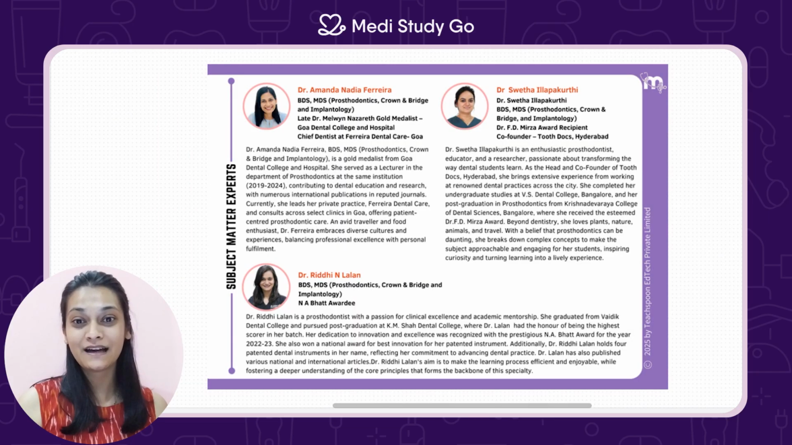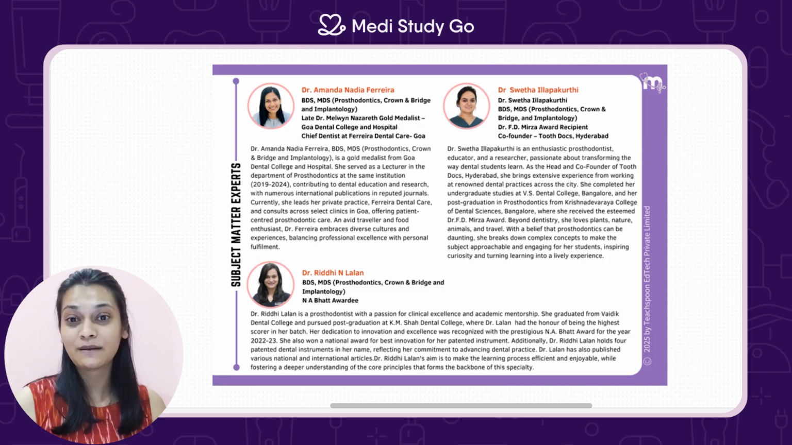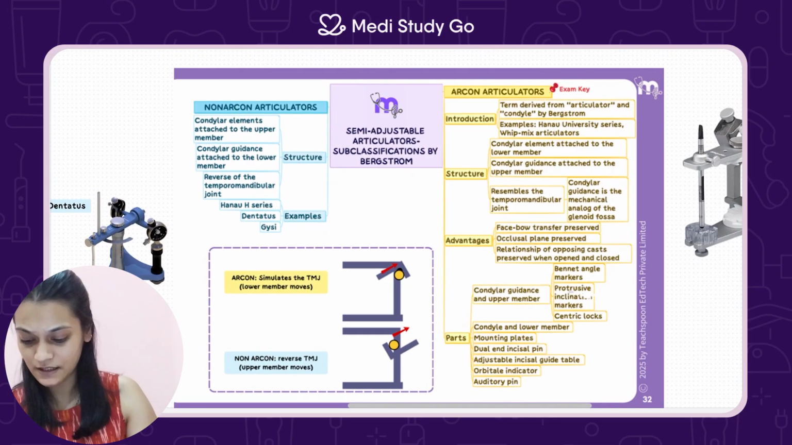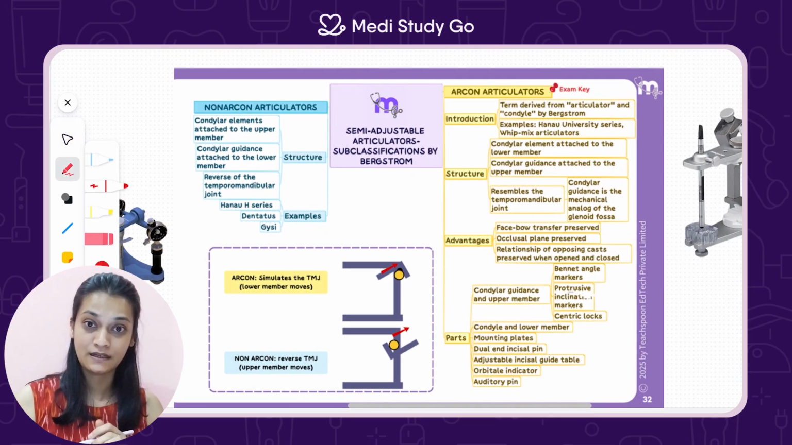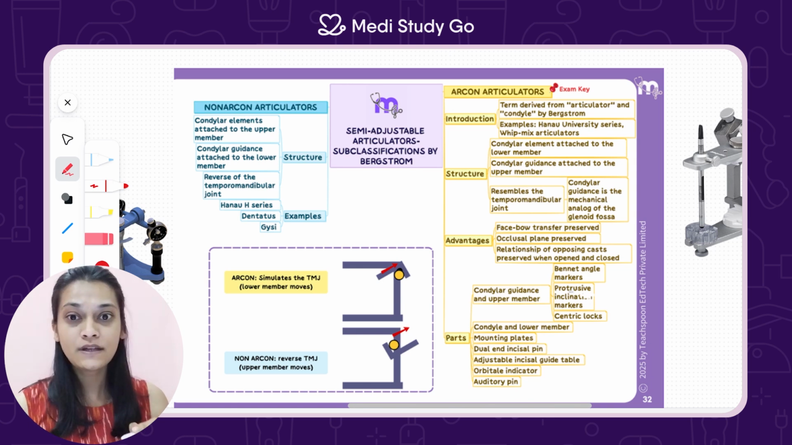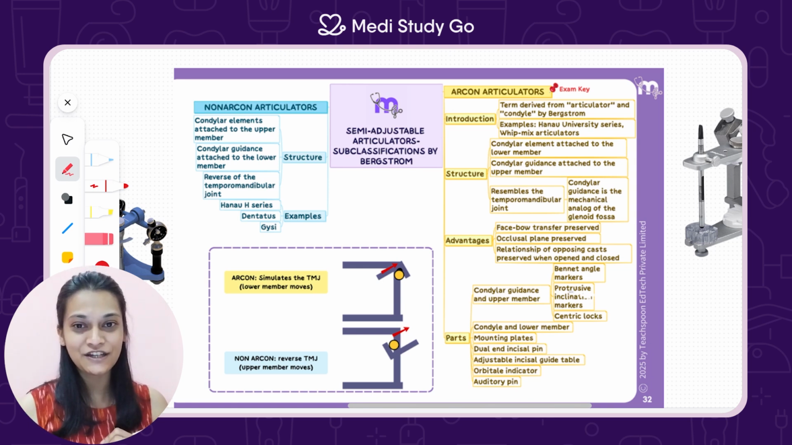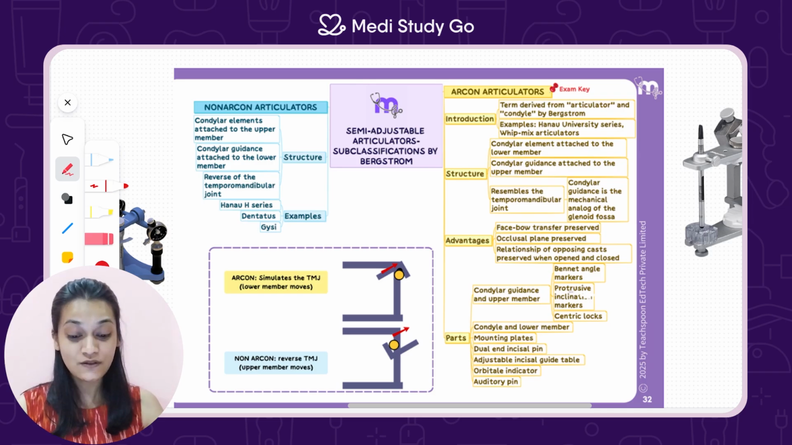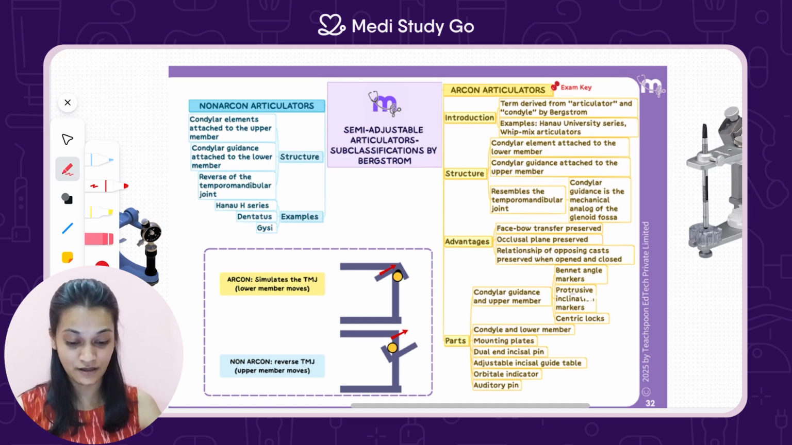I am Dr. Rudy Lalan, author of Prosthodontic Mind Map book, and today we shall be discussing the semi-adjustable articulator in detail. So now, semi-adjustable is further divided into two types by Bergstrom. So there is a subclassification. Can you tell me, according to Winkler's classification, which category does this fall into? I'll let you know the answer if you keep watching. So let's talk about the subclassification now.